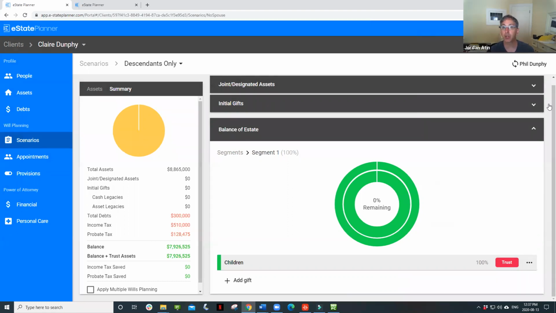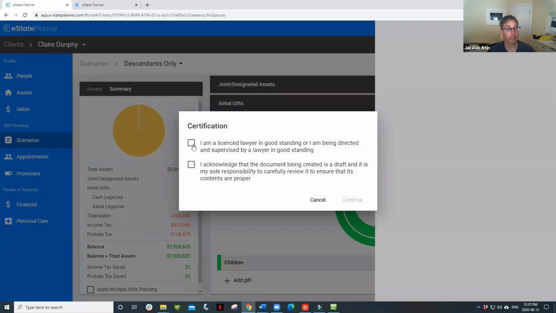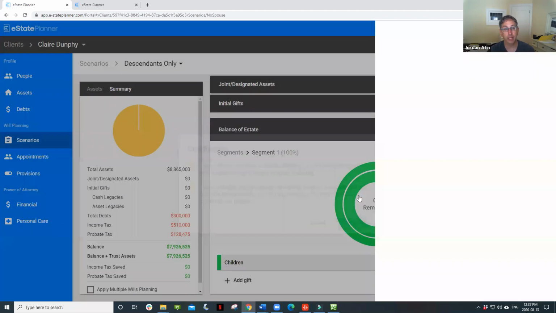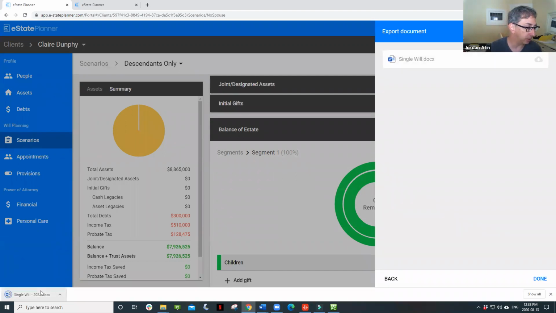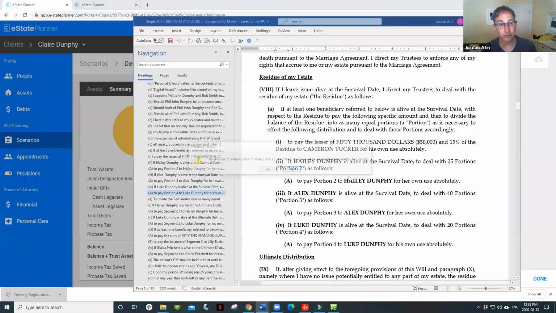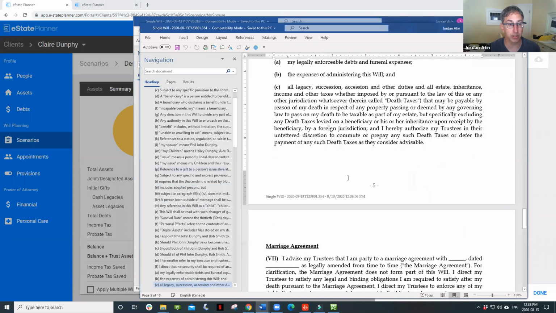And let me just show you how that's going to generate in the will. So we go to documents, we're going to go single will. We don't need any of these things in there. We're just going to generate it. And what it's going to say is take the residue of my estate, because it recognizes that 100% segment represents the entire residue. So it's going to use that term. And then it's going to either give it directly to the spouse, or it's going to give it in the second scenario to the kids equally. So let me just show you where that is.